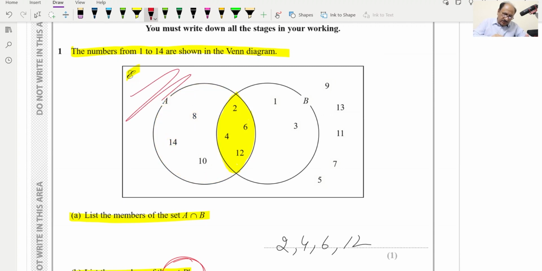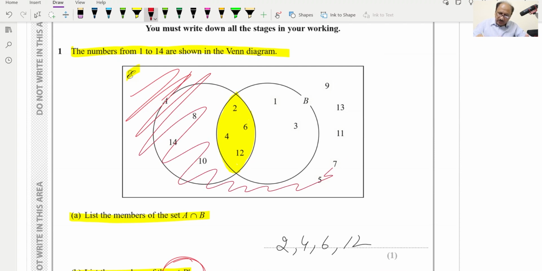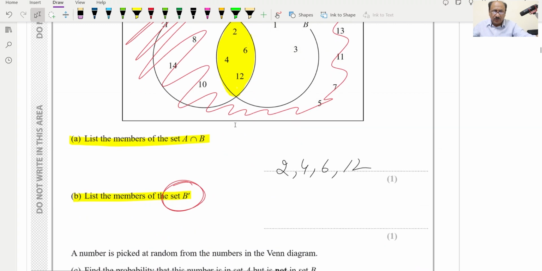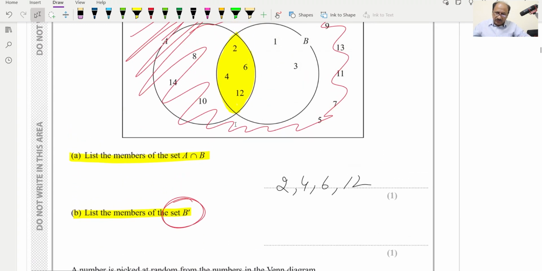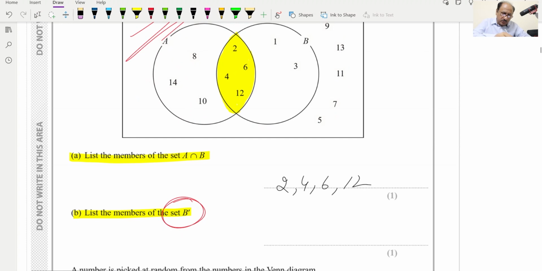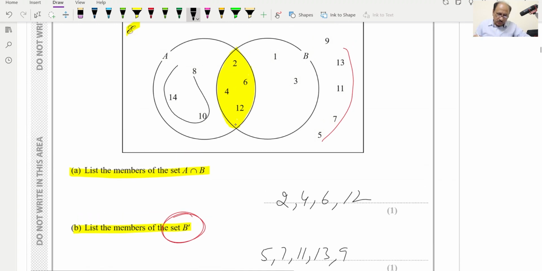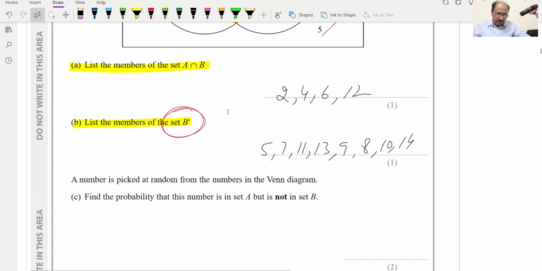So if we shade not in B, it will be this whole region, and we can write the members of not in B as we can start from one side. So it will be 5, 7, 11, 13, 9, and these three also, so 8, 14 and 10. So we can write 8, 10 and 14. These are the members, basically B complement.